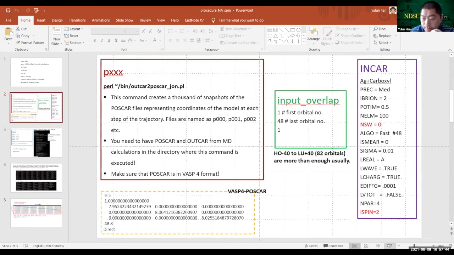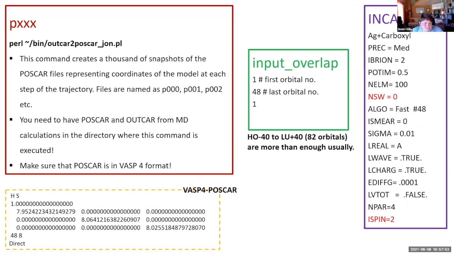Yep. So you guys can see my screen, right? Okay. I guess almost everything is covered by Jabed and Amir. So I guess there is just a little modification for spin polarized calculations. I guess the P files are the same. Input overlap is also the same. But here I have a comment.